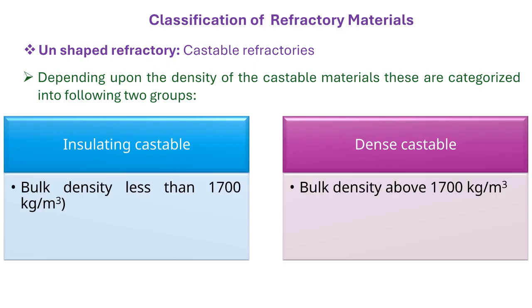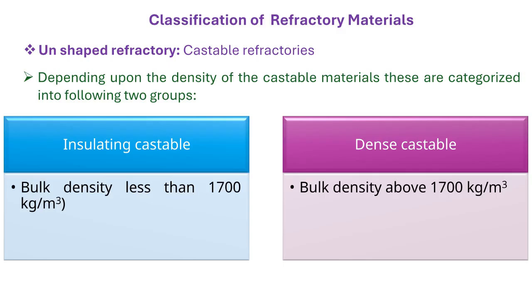The second category is dense castables. These have a bulk density greater than 1700 kilograms per cubic meter, which makes them strong and durable. Dense castables are designed for demanding service conditions, where high mechanical loads are present, high operating temperatures are involved, and resistance to wear, impact, and chemical attack is required. Because of their high density, these castables provide excellent structural strength and long service life in aggressive environments.